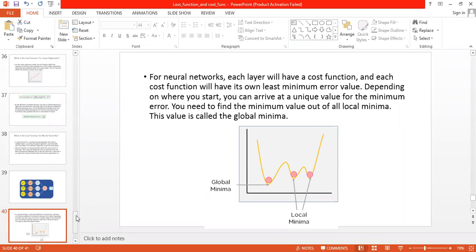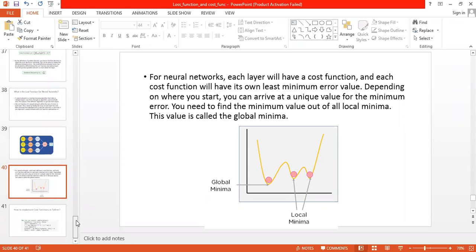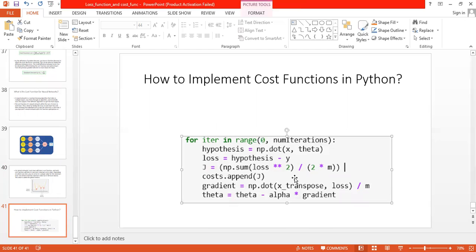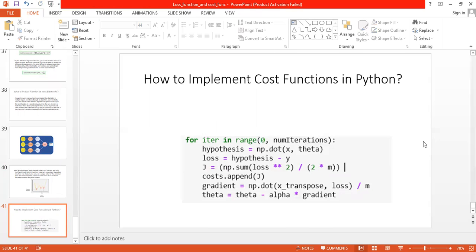This was the concept of the cost function and the loss function, which we have already seen in the previous slides. So how do we implement this cost function in Python? Here, for iteration in range 0 to the number of iterations, we are repeating all this process for our whole data. Okay, if you get any problem, then you can ask.